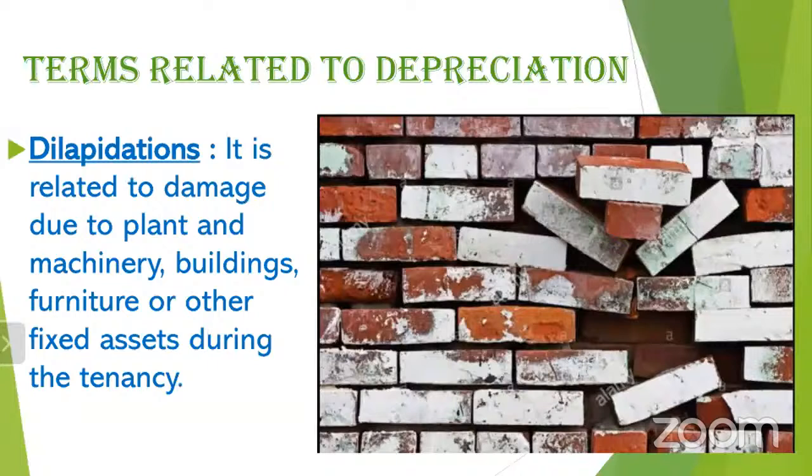Okay, dilapidations. It is related to damage to plant and machinery, buildings, furniture, or other fixed assets during the tenancy. If we take any buildings or furniture, we have to return them in good condition only. The owner will demand that the assets be in good condition.